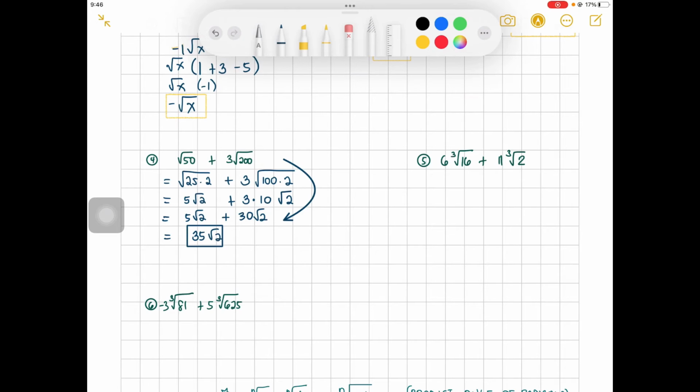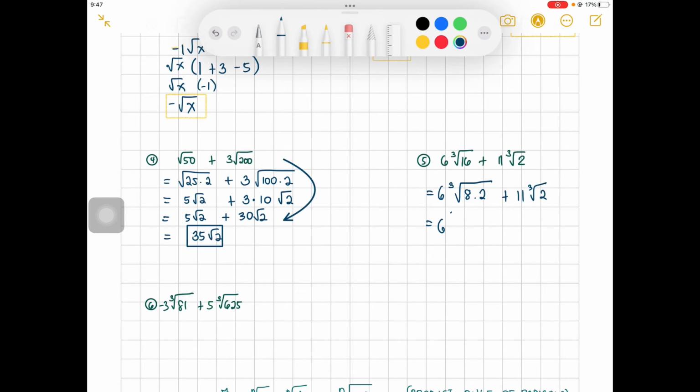For simplifying these kinds of radicals, I discussed this in my first video. How about the second example? 6 cube root of 16 plus 11 cube root of 2. The 11 cube root of 2 is already in simplified form. For 6 cube root of 16, we simplify it. We need to find factors of 16 that is a perfect cube, and that is 8. So 16 can be written as 8 times 2.